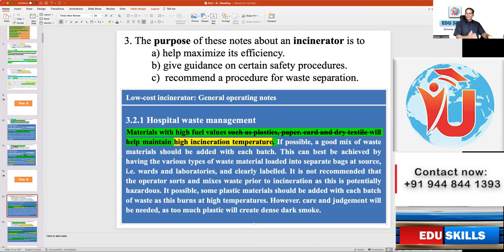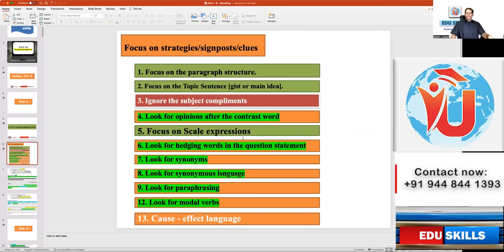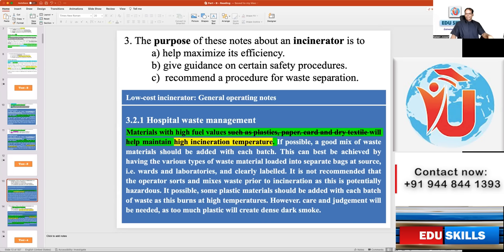Yes, father. So the main idea is to have high incineration temperature. That is the topic sentence, the controlling idea. That's what I said. If you don't focus on the topic sentence and controlling idea, you will not understand the main gist or the idea. The question, I said, focus on the topic sentence to understand gist or main idea. Second, signpost or strategy. Is that clear? Yes, father.